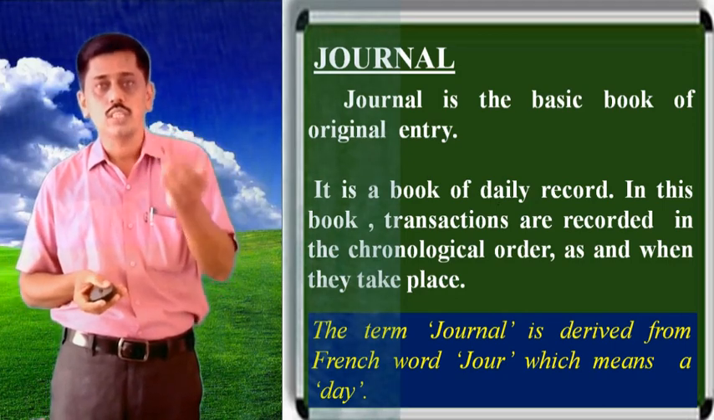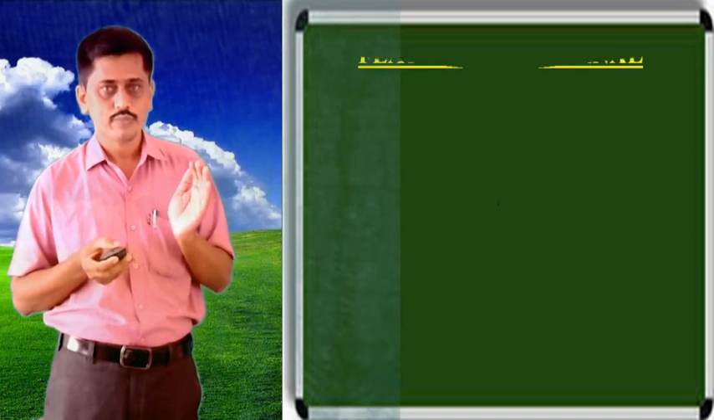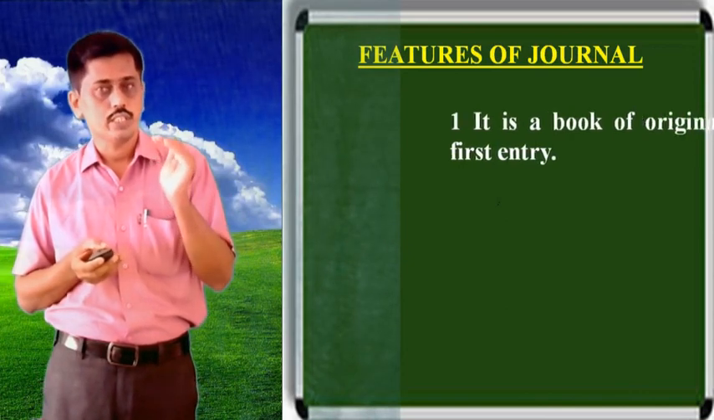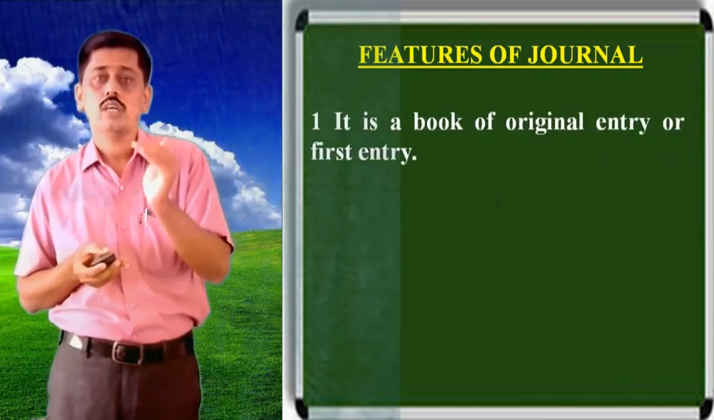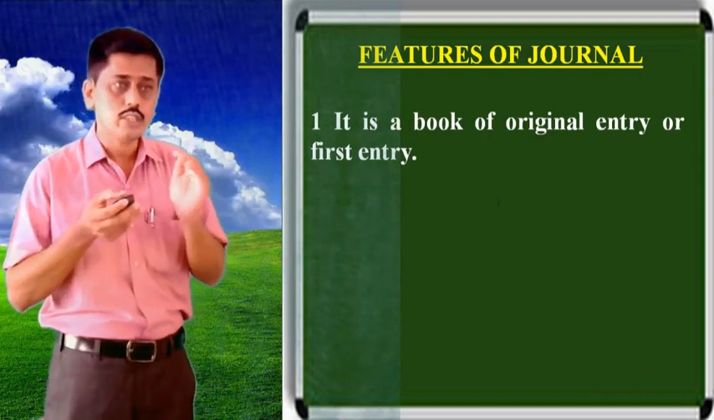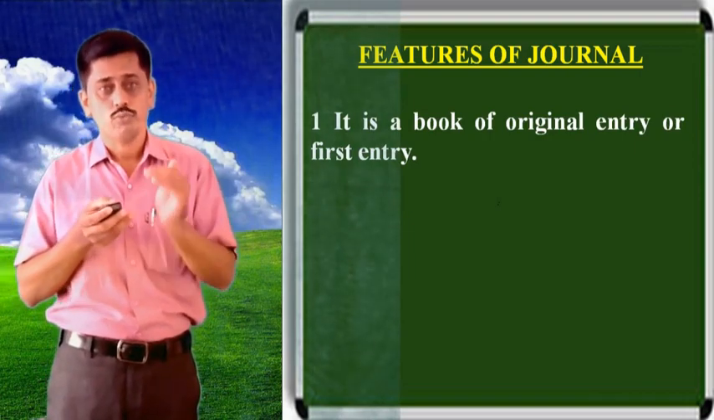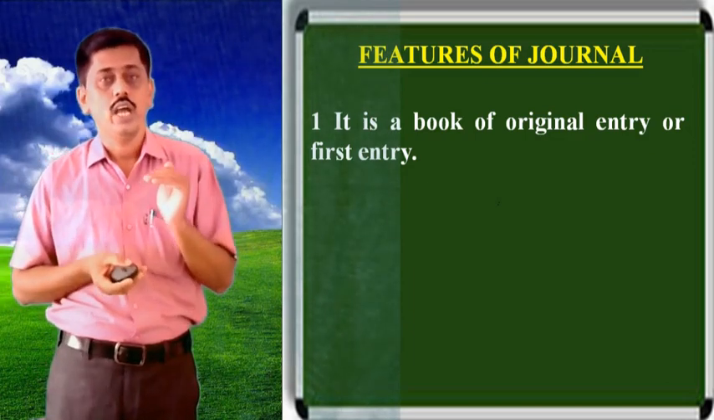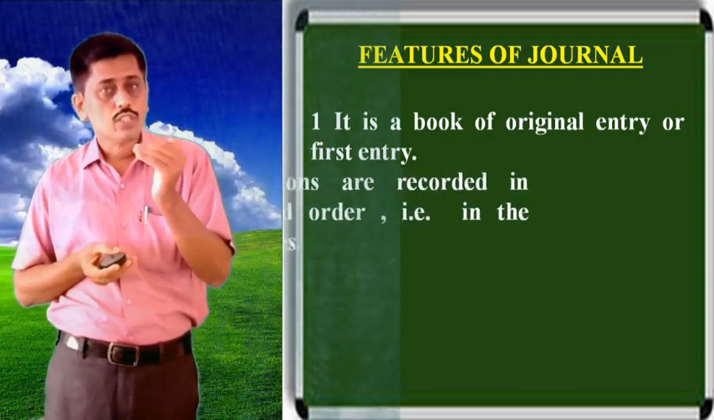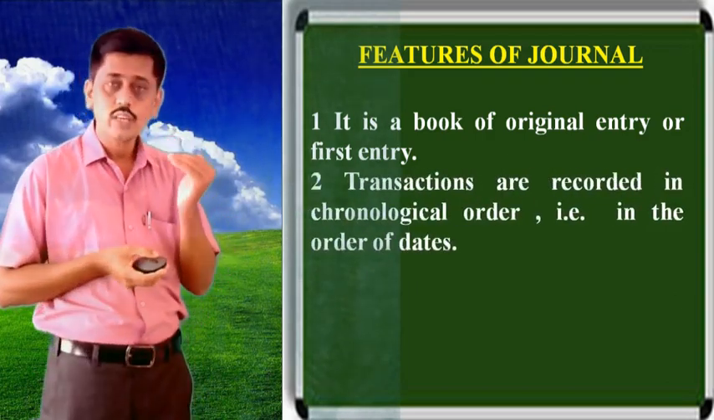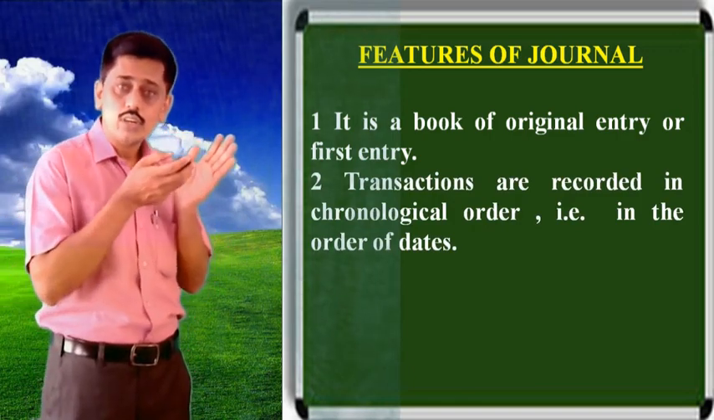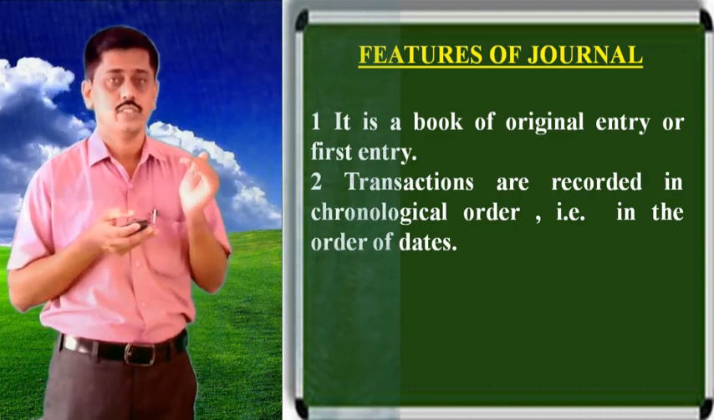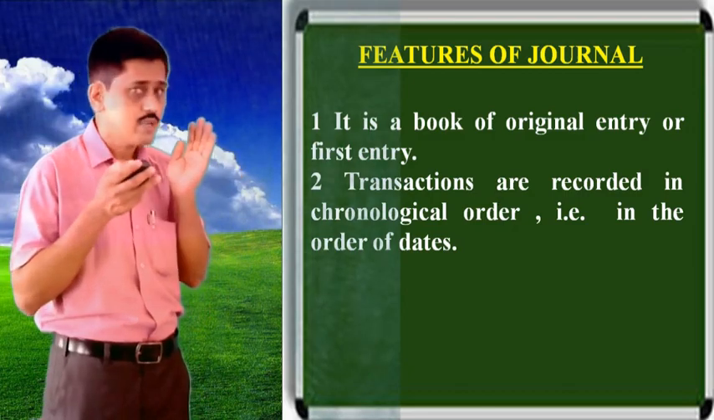Let's move on to see the features of journal. Already I told you, journal is a book of first entry. It's a book of original entry, or the book of first entry, also called the book of prime entry, because for the first time transactions are recorded here. The transactions are recorded here in chronological order. Chronological order means the order of dates.